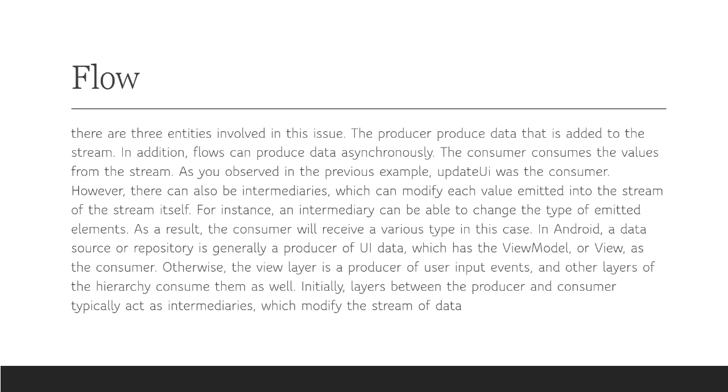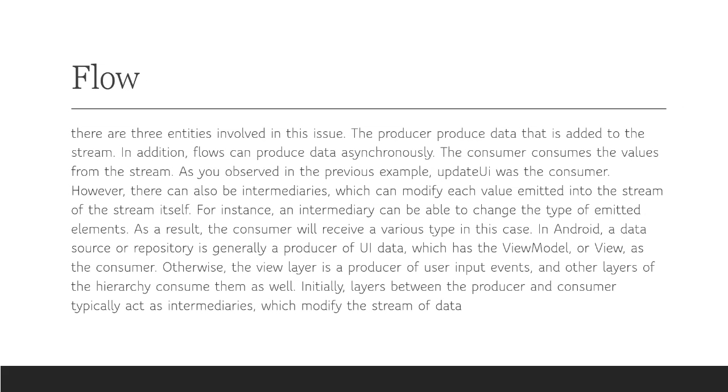The producer produces data that is added to the stream, and flow can produce data asynchronously, and the consumer consumes the value from the stream. As we have discussed in RxJava, how we can use that with the main function and IO, that's all working behind. So here we can put it in three important, major points. Number one is your producer, number two is your asynchronous data, and number three is just the consumer. The producer produces data that is added to the stream, and in addition flow can produce data asynchronously. The consumer consumes the values from the streams, which I will describe to you practically.